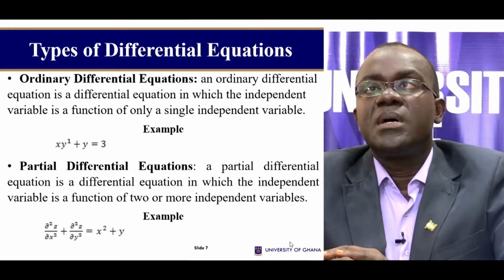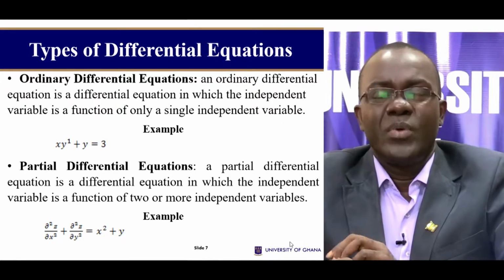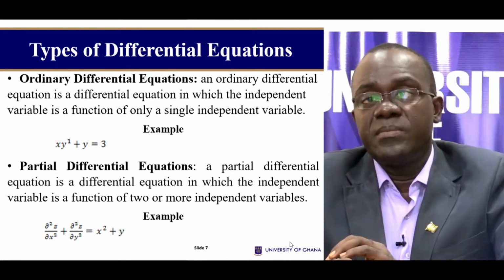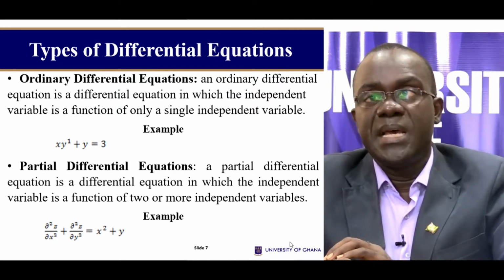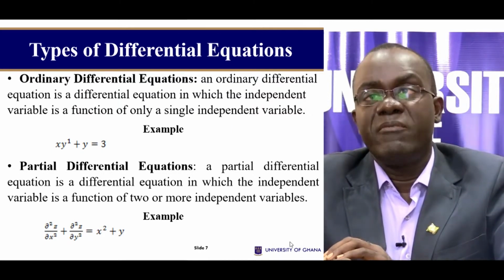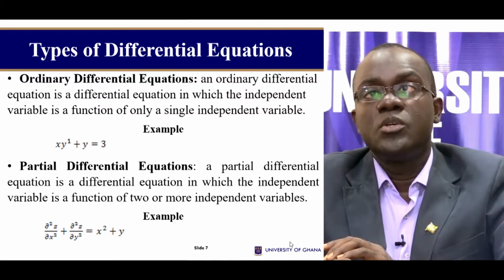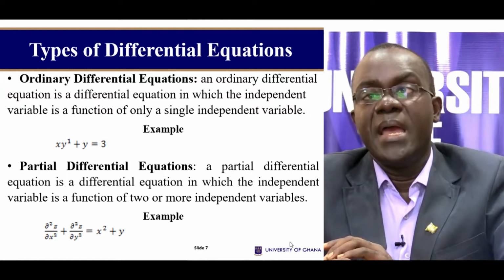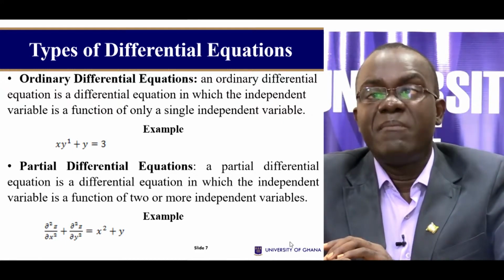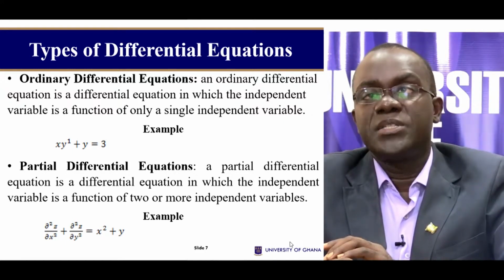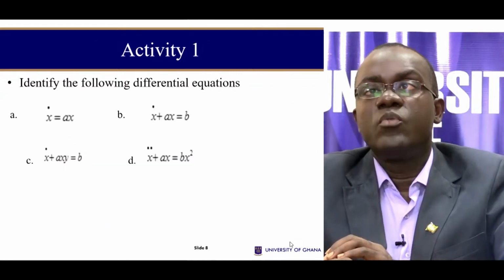Now, there are two things that we also have to know. We have something we call ordinary differential equation and partial differential equation. When you have the independent variable being only in terms of one variable, in this case, the differential here is with respect to x, so we call this one ordinary differential equation. In this situation, we have the independent variables in terms of x and y, right? And the dependent variable is z. So this one, we call it a partial differential equation.